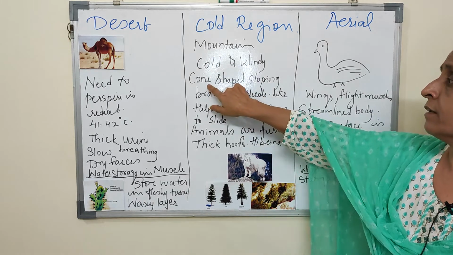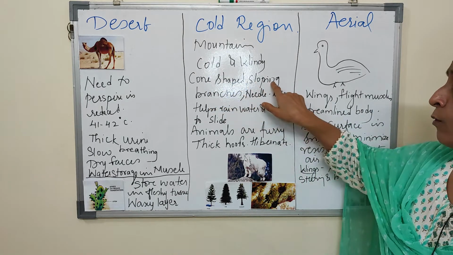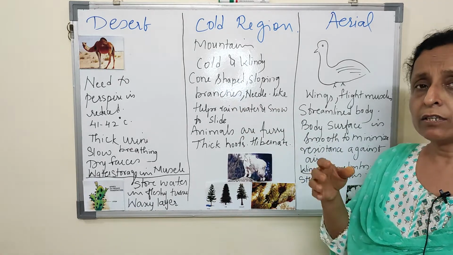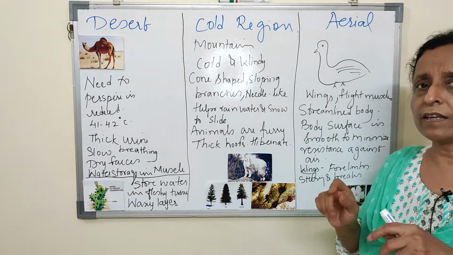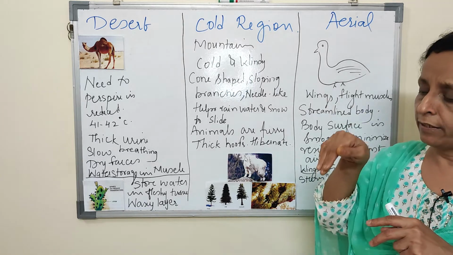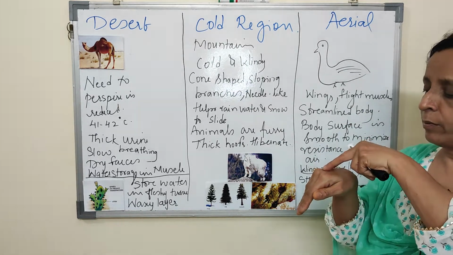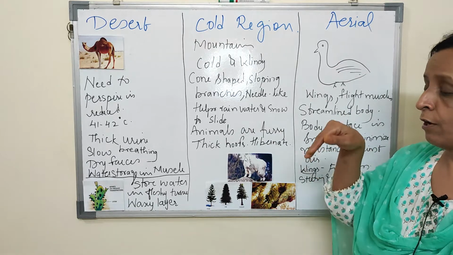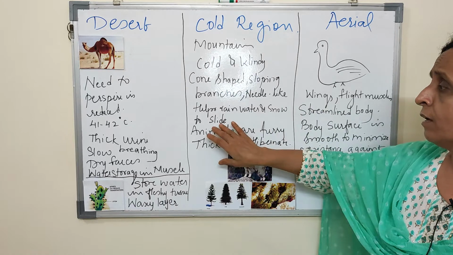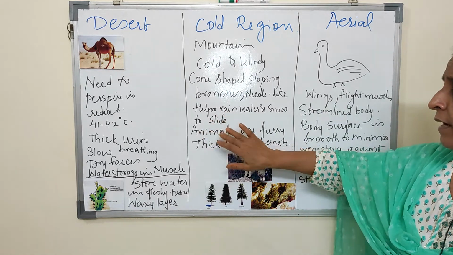They are cone-shaped, with sloping branches and needle-like leaves. So it is not soft so that it would rot in the ice, but it is hard and needle-like, and it is slanting like this. Whenever the snow or ice falls, it will just slope down. Now it will just slide.